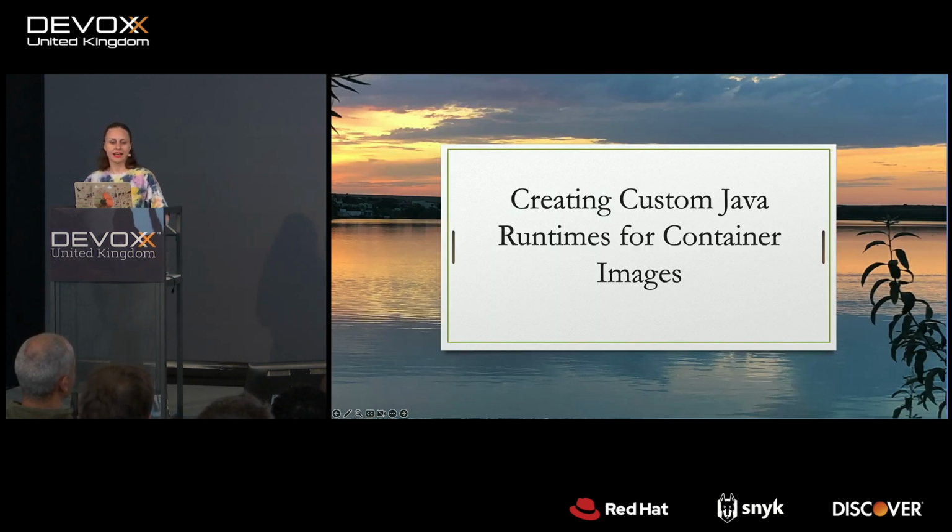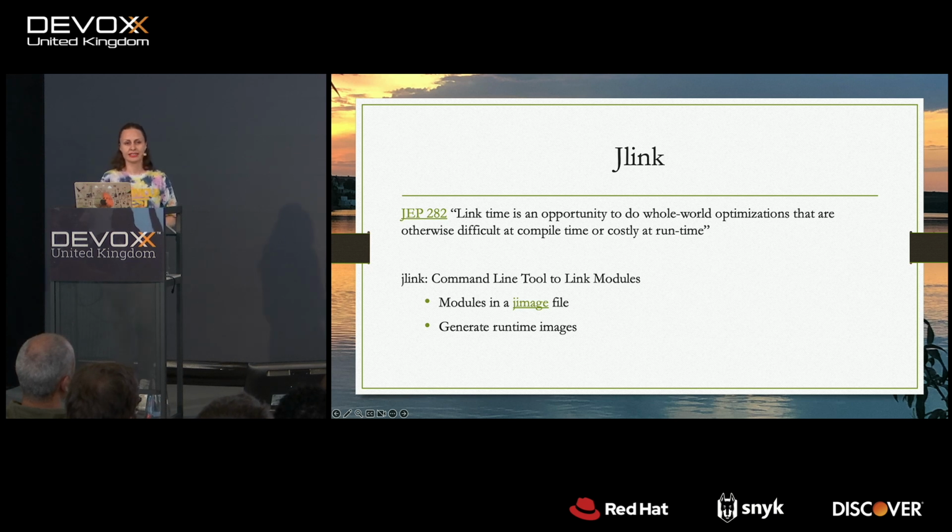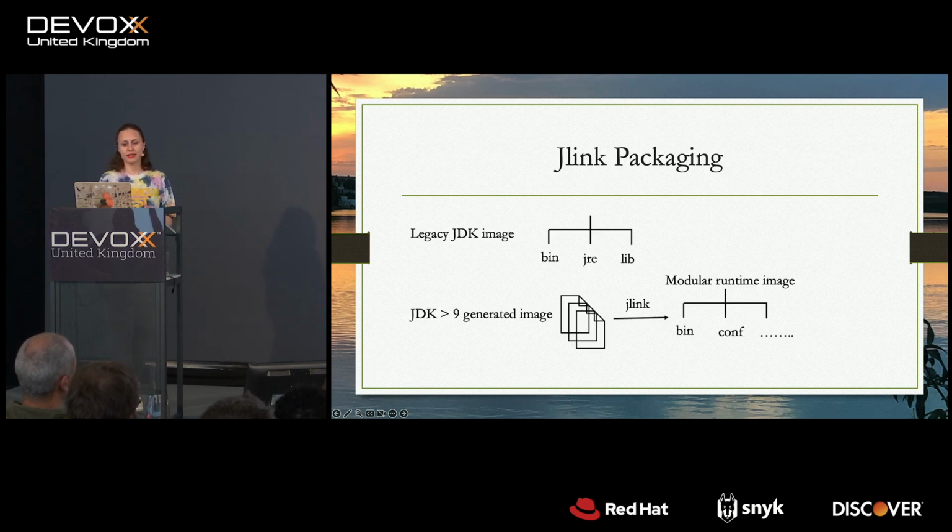Well, we can create custom Java runtimes for container images, our own custom Java runtime, with a tool called jlink. Probably some of you already used it, and you know that you can use the jlink tool to assemble and optimize a set of modules and their dependencies into a runtime image. So this is a great tool that can help you build your own custom JRE with only what you need to run your application. Because jlink packaging, as you can see, helps you to create a modular runtime image.